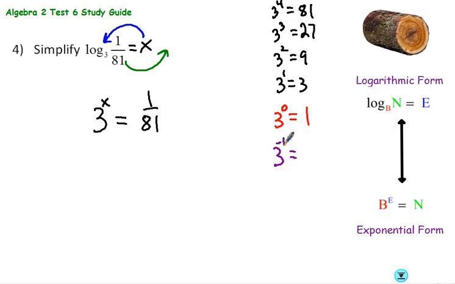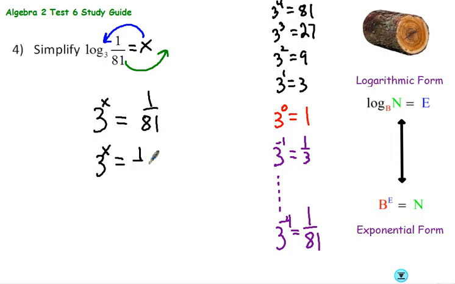So 3 to the positive 1 is 3. 3 to the negative 1 would be 1 over 3. So if 3 to the positive 4 is 81, then 3 to the negative 4 would be 1 over 81. Now, I already know the answer is x equals negative 4.